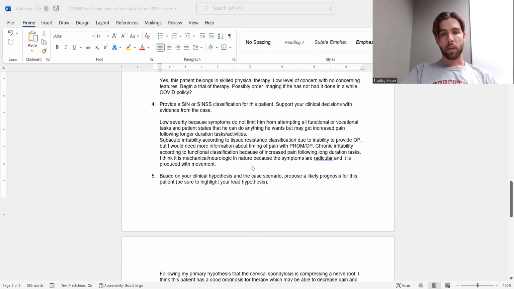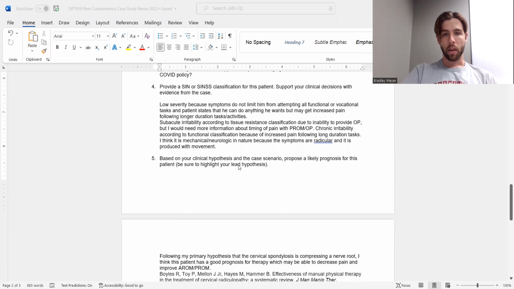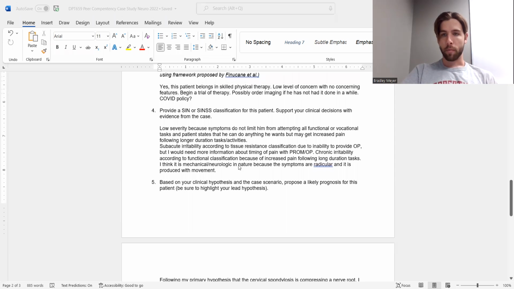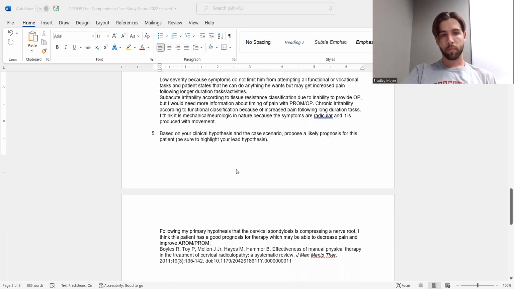According to the functional classification, I would put it more chronic because he can do long duration tasks, and symptoms only increase after he does those long duration tasks. And then as far as the nature, I would put it in both the mechanical and neurological categories. Because the symptoms are radicular, that indicates more of a neurologic mechanism. However, the motions with cervical range of motion, mostly side bending, turn those symptoms off and on. So it's reproduced with movement.